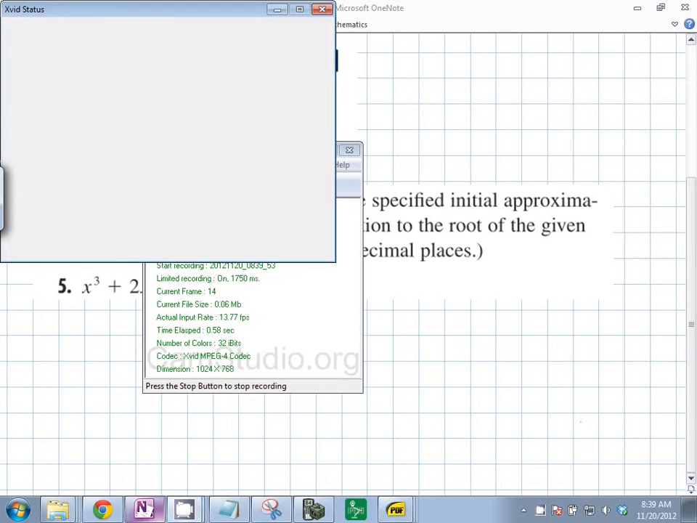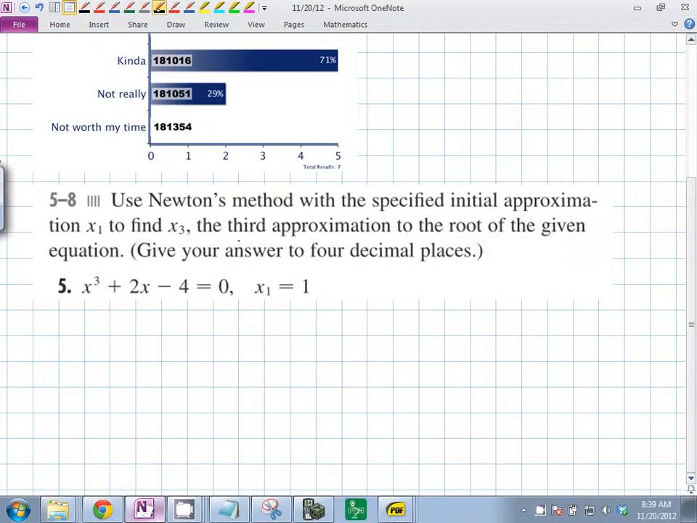What's the first thing you need to do? We did this a bunch of times. True. What else could you find first? You could find, if you have y1, right? What's y1 going to be? 1 plus 2 minus 4 is going to be what?